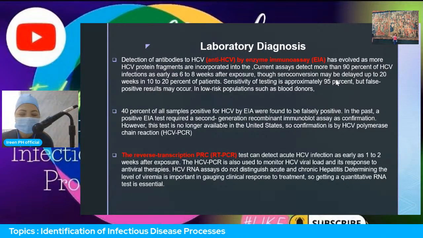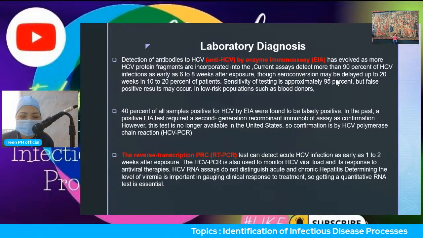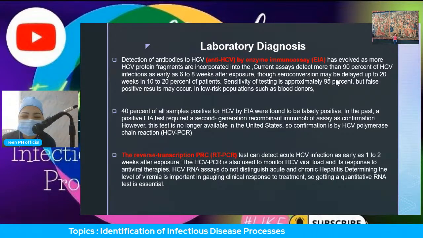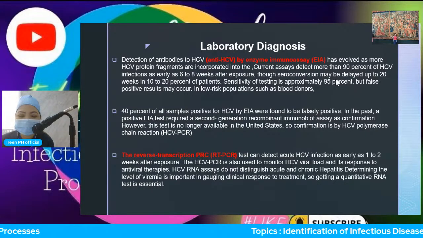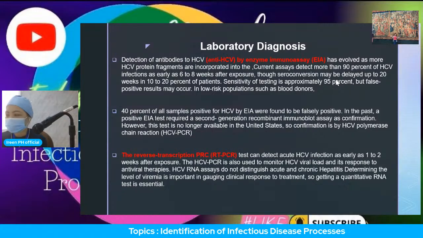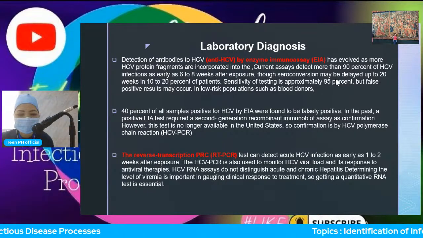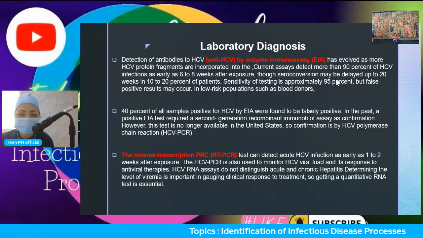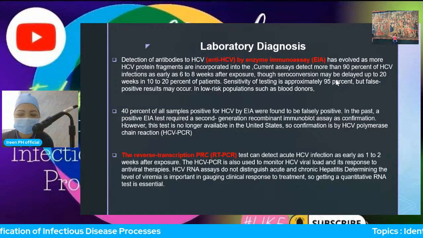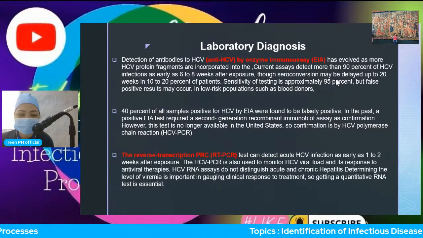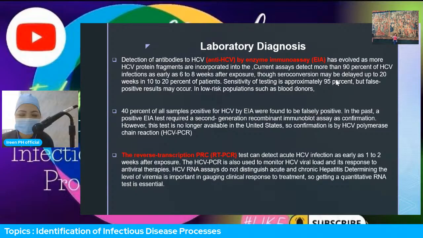The reverse transcription PCR, RT-PCR test, can detect acute HCV infection as early as 1 to 2 weeks after exposure. The HCV PCR is also used to monitor HCV viral load and its response to antiviral therapies. HCV RNA assays do not distinguish acute and chronic hepatitis; determining the level of viremia is important in gauging clinical response to treatment. So getting a quantitative test is essential.